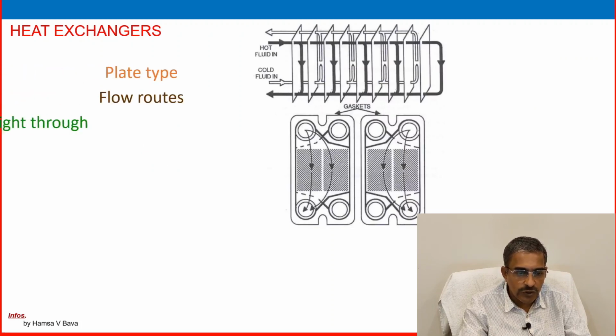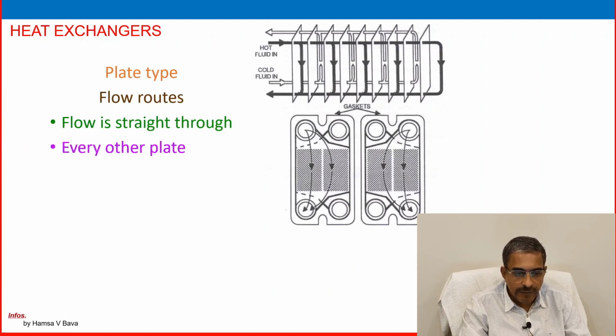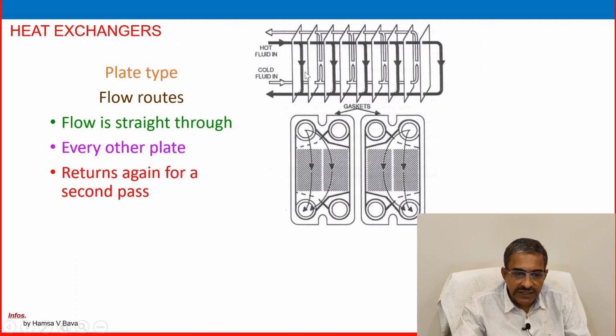Plate type flow route: flow is straight through every other plate, then returns again for a second pass. See the second pass, it is returned.